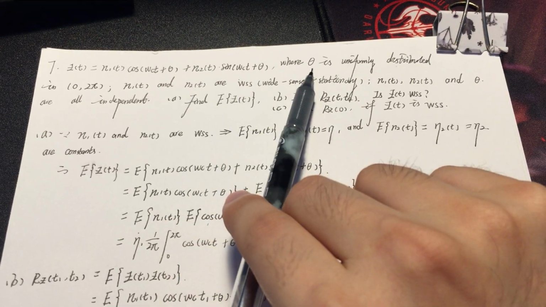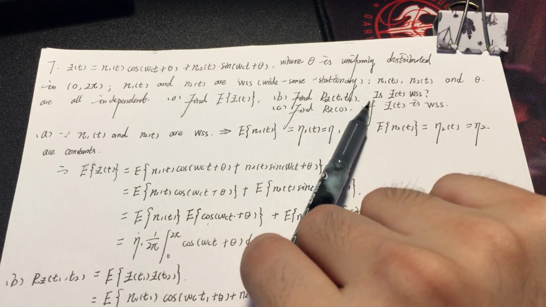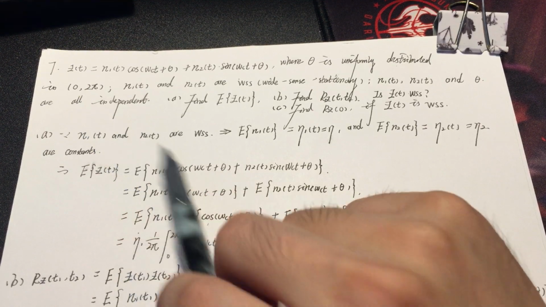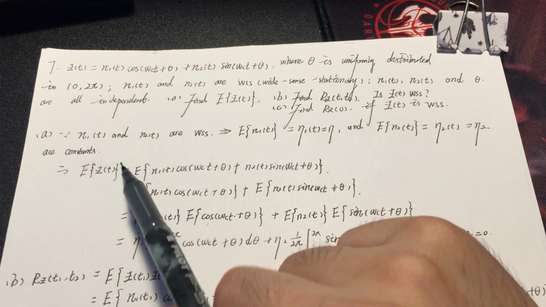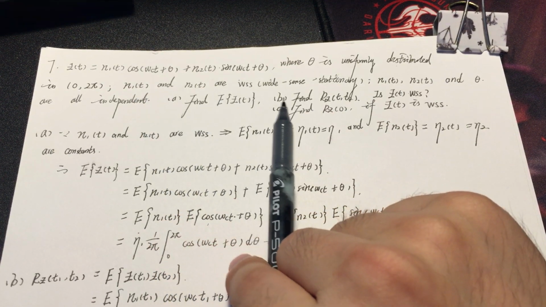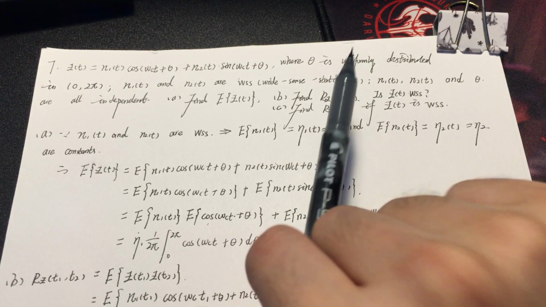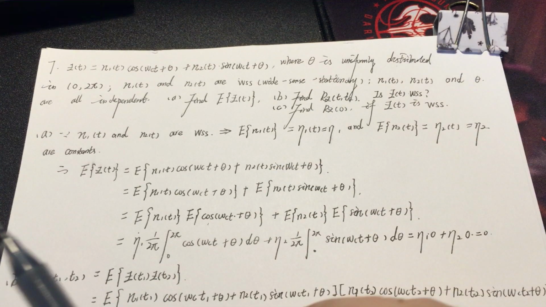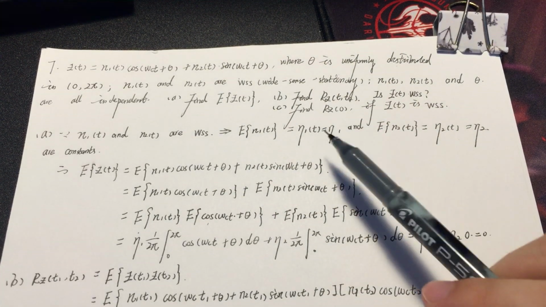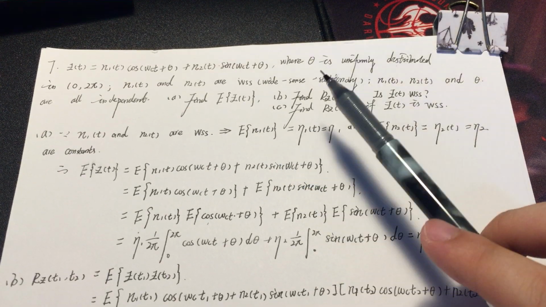and theta is given as uniformly distributed in 0 to 2 pi, and N1(t) and N2(t) are wide-sense stationary. N1(t), N2(t) and theta are all independent. So the first question is asking about finding the expectation of Z(t).